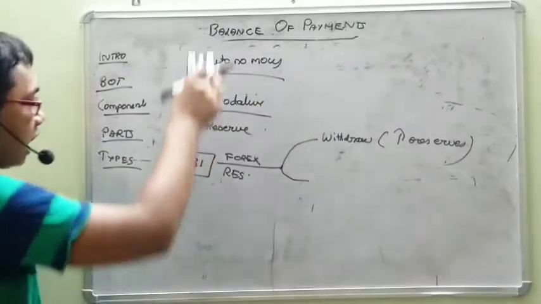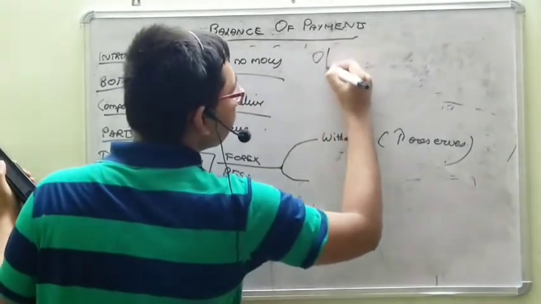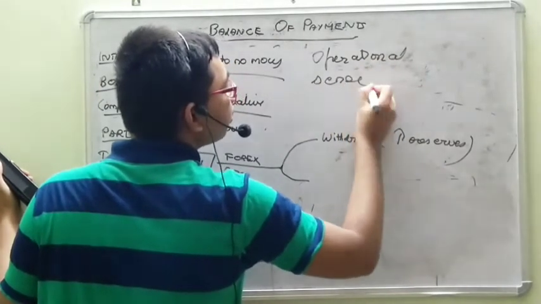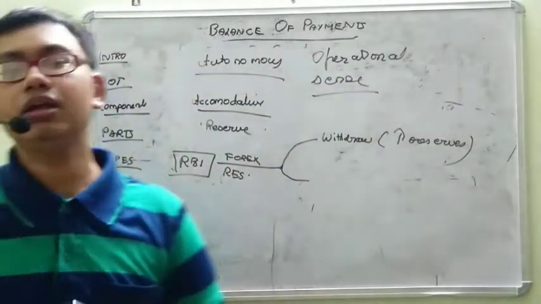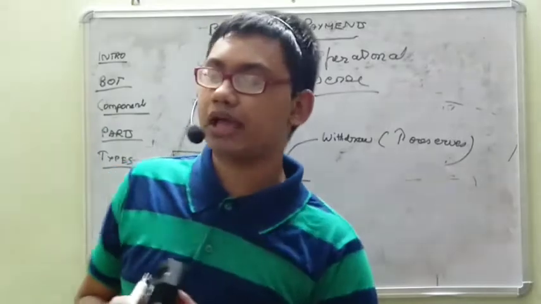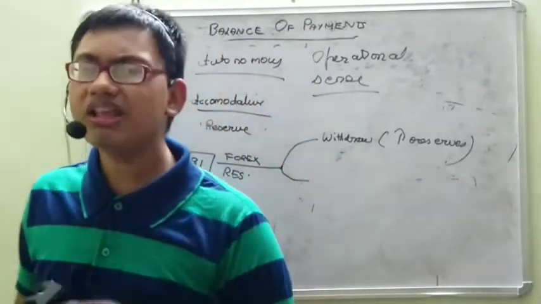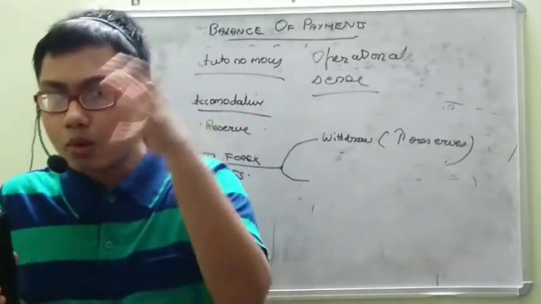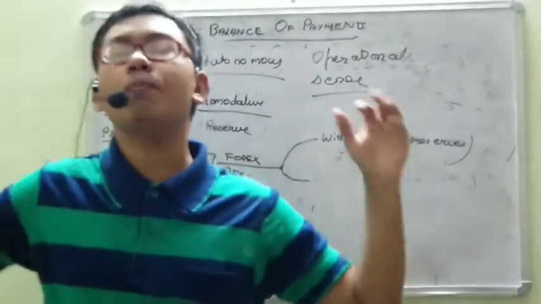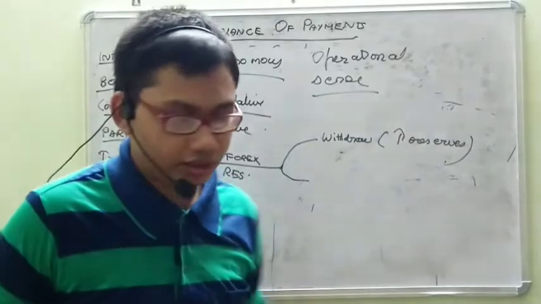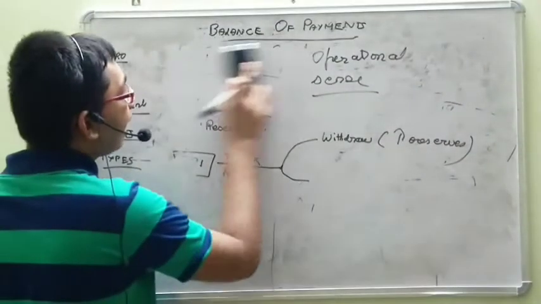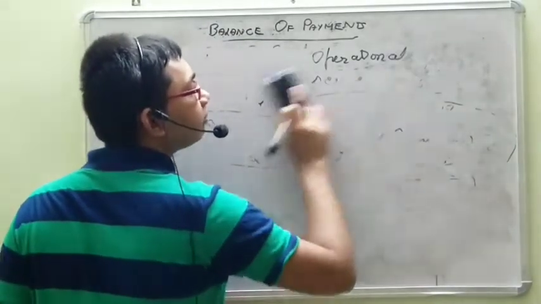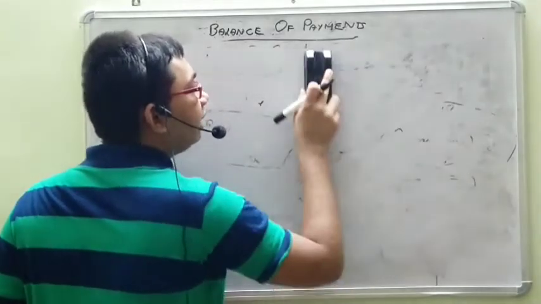This aspect is considered in the operational sense of BOP. It states that due to autonomous transactions that generally take place, some deficit or surplus is bound to occur in most cases. And accommodating transactions are done in order to adjust the effect of the autonomous transactions. But if you are considering balance of payments in the accounting sense, then it will be balanced. It should always balance. But that is the accounting sense.